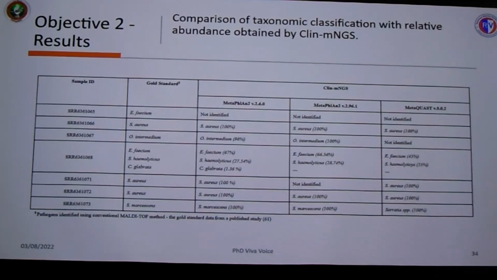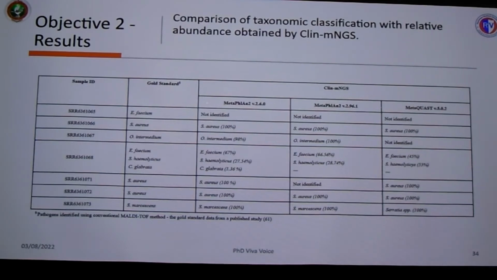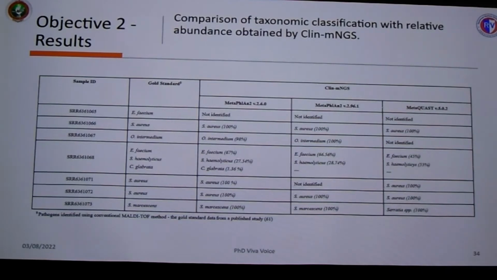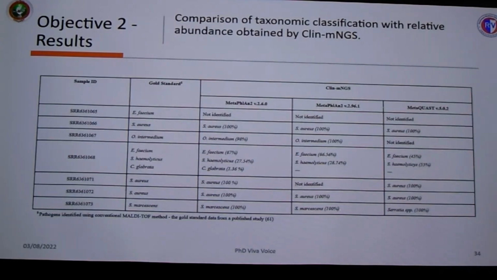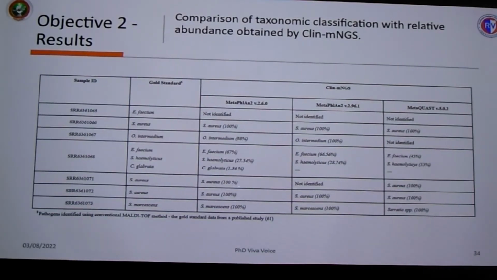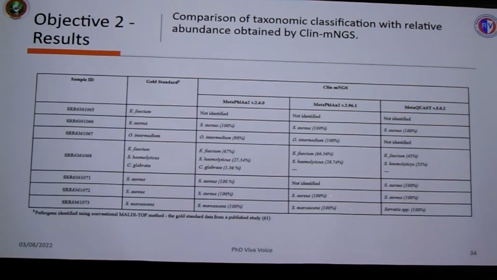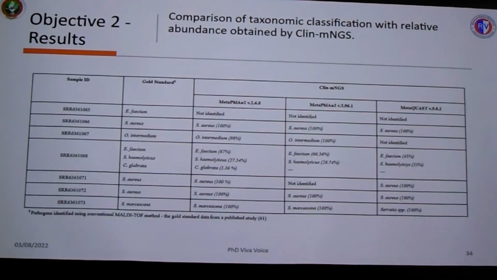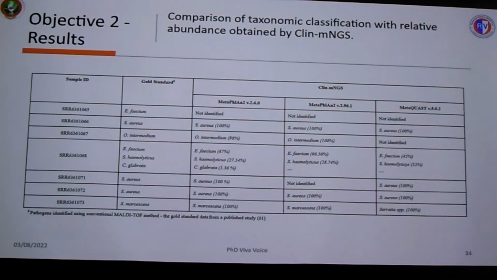So with MetaPhlAn, if you compare version 2.6 and 2.96, you can see a lot of differences. The previous version was able to identify the Candida species, that is fungi. But in the recent versions, it is not able to identify that because in the database, they are now restricted only to bacteria and archaea. Similarly, the previous version was able to identify Staph aureus, but the recent version failed to do so. And in MetaQUAST, it is able to only identify Serratia at the species level, but not at the genus level. So these are some of the challenges we face when implementing bioinformatics tools.